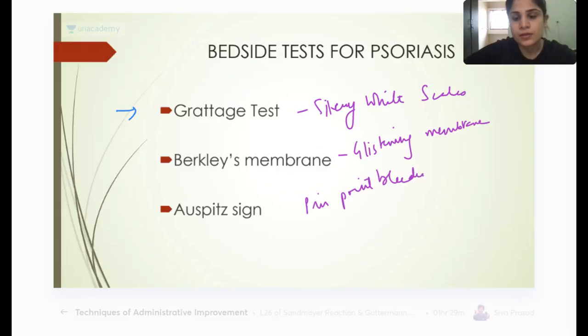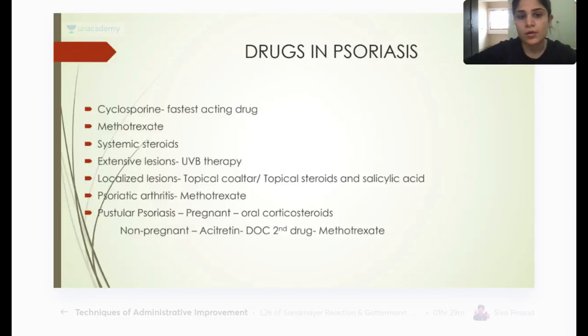Okay, so these are the three tests in psoriasis. So what do you have to do? Just take a glass slide and start scraping. First thing you'll see is grattage, second Berkeley's membrane, and third Auspitz sign. Clear? Okay, now these are all the drugs that you give in psoriasis. Most other drugs I am not going to discuss with you, because it's something you will just memorize and it will be done.